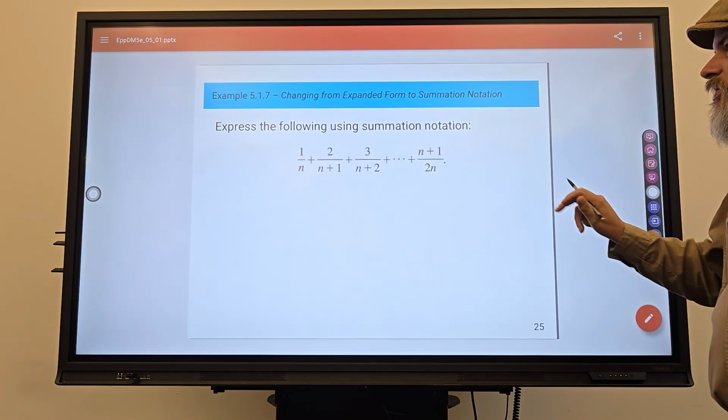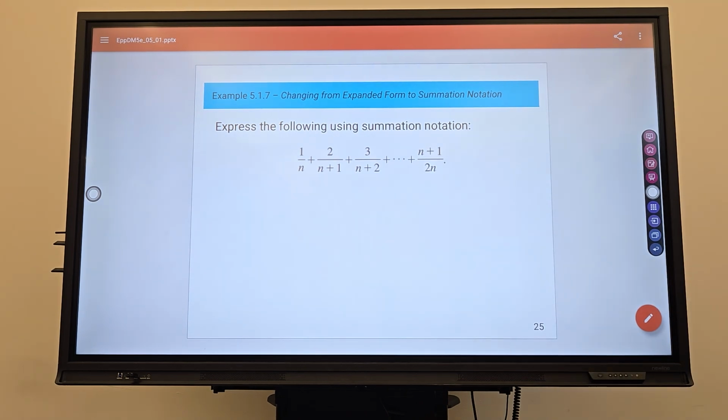Okay. Express the following using summation notation.